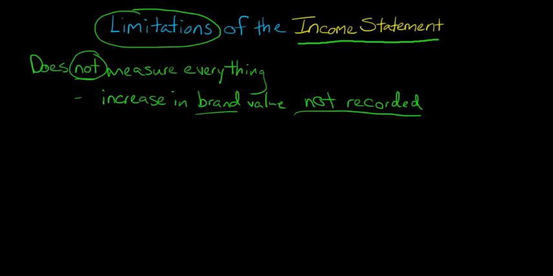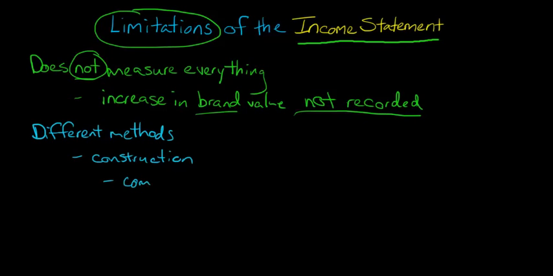Another thing to think about is that there are differing methods used by firms. This isn't necessarily any kind of sleight of hand on the part of firms. There are just different reasons why a certain firm might choose to use a certain type of method. For example, in the construction industry, we have two completely acceptable ways of accounting for construction activity: the completed contract method, and the percentage of completion method. Both of these methods lead to very different results.